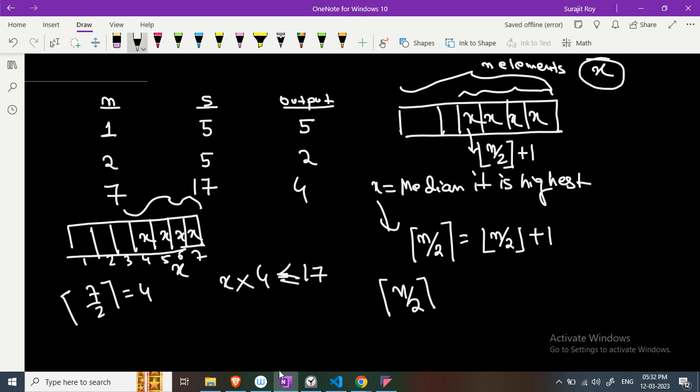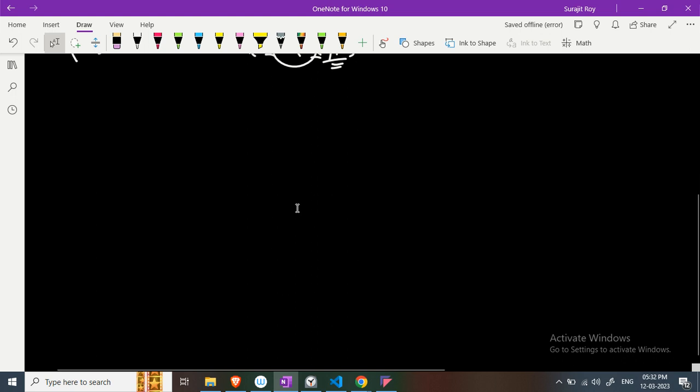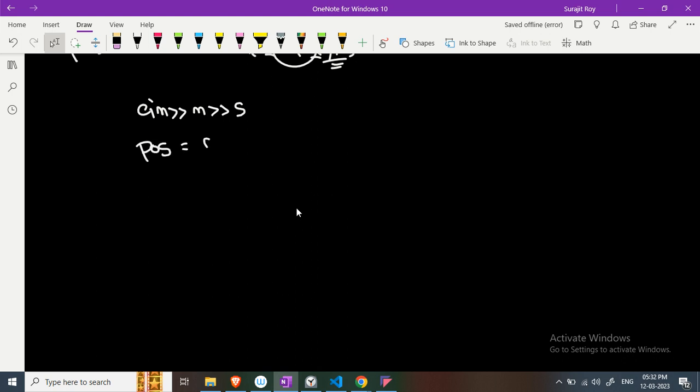Now taking x as the median, x into the number of elements that are x, which is 4, this value should be less than equal to 17. So x should be less than equal to 4, and what was my answer in this case? 4. So in this way I am getting the answer. So what we have to do is first take the input n and s, find out the position. The position will be n by 2 plus 1, and the output will be s divided by position. So this was the whole problem.